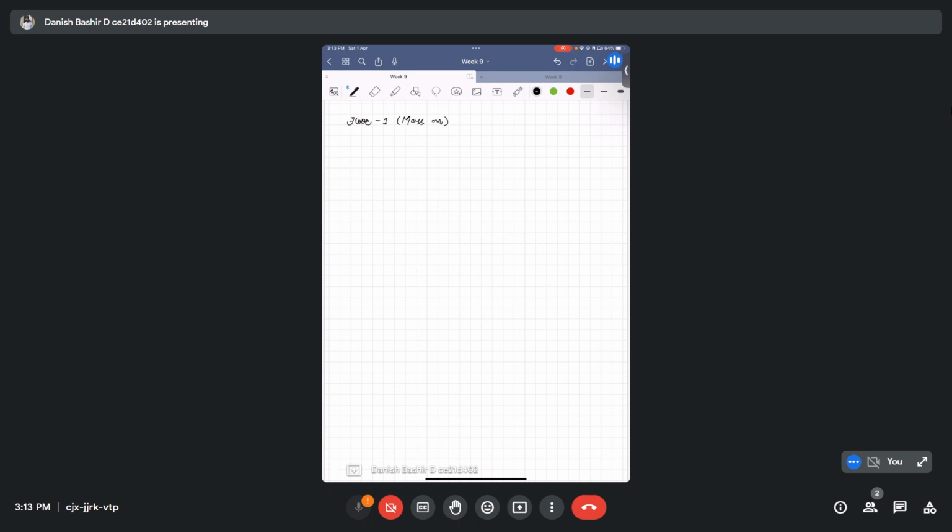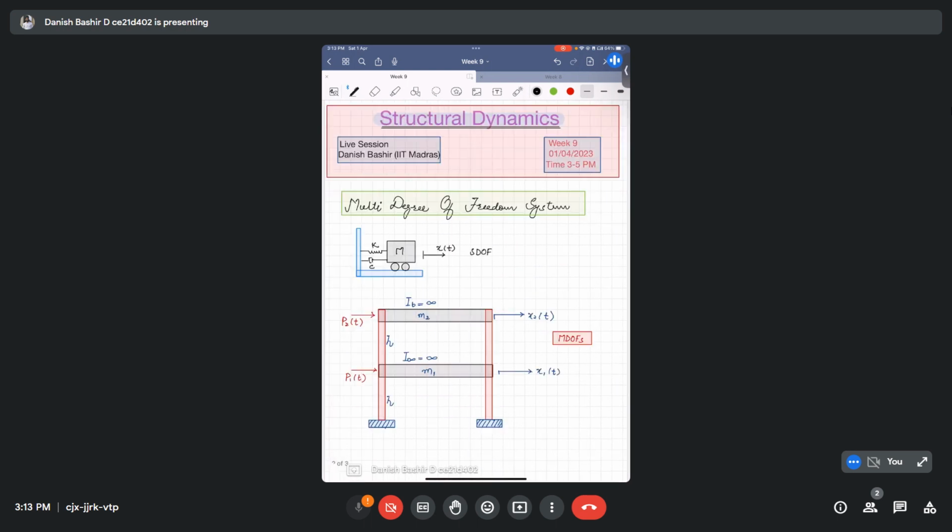If I draw the free body diagram for the said mass M1, for example, this is a floor level like this. So it is having mass M1, okay. One more thing I forgot to mention here: the stiffness of the first floor is K1, that is the bending stiffness of columns K1, and here it is K2 for the second floor.